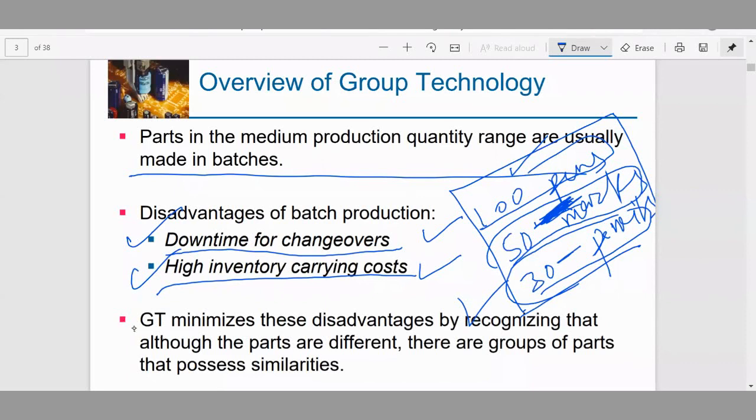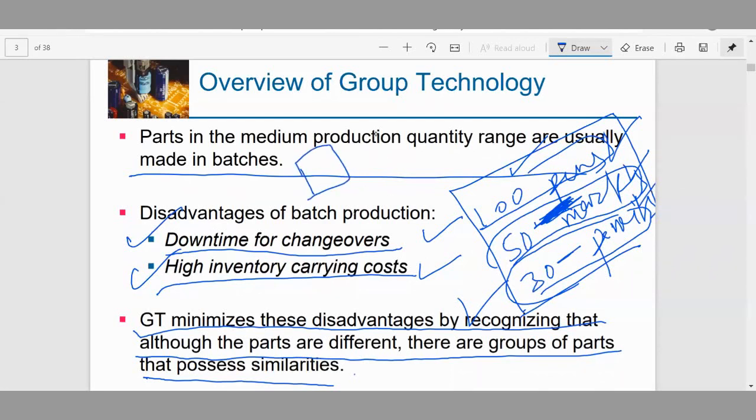On the other hand, group technology minimizes these disadvantages by recognizing that although the parts are different, there are groups of parts that possess similarities. In group technology, you can make all these pens, pencils, and markers in one go and in different cells. For example, one cell is going to make pens, the other markers, and the third one pencils.